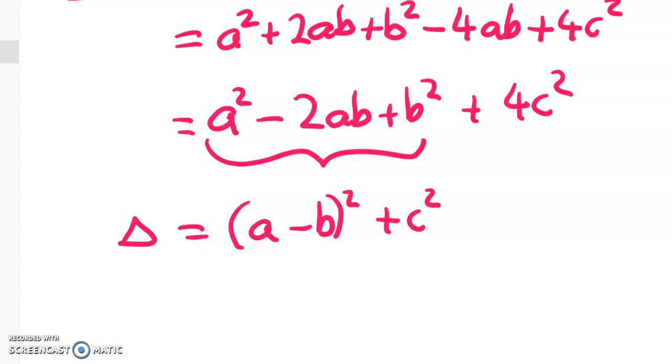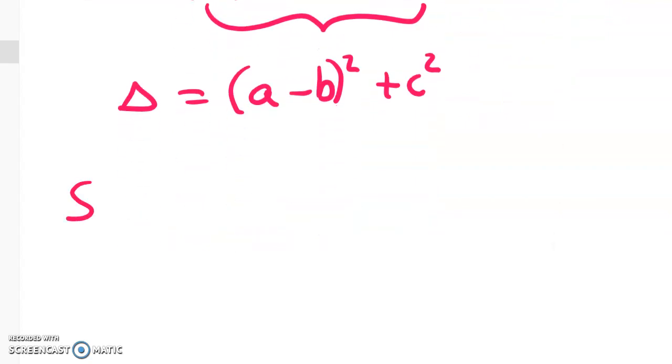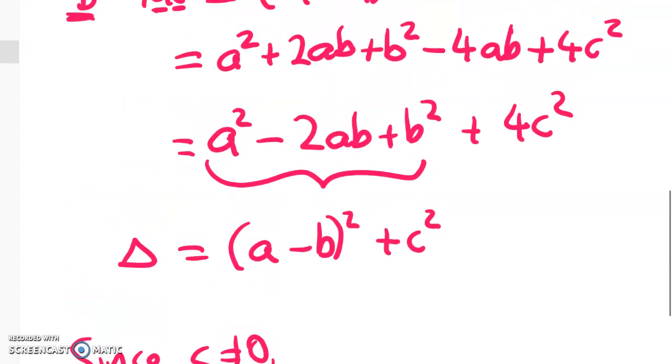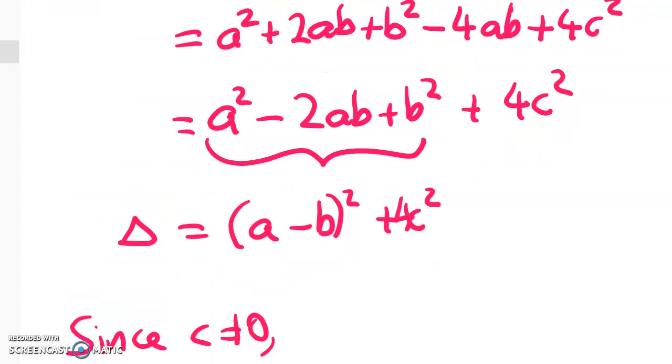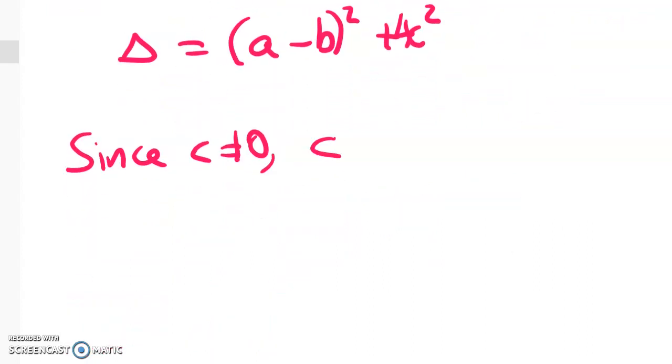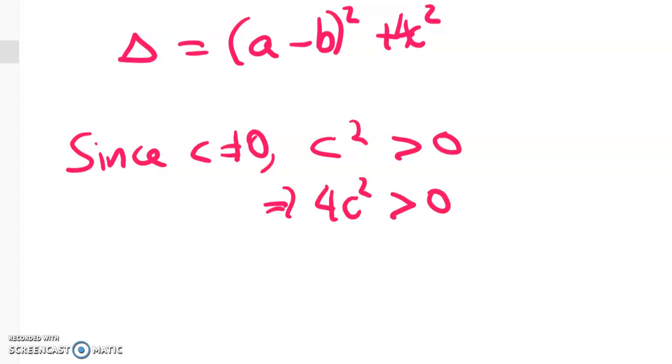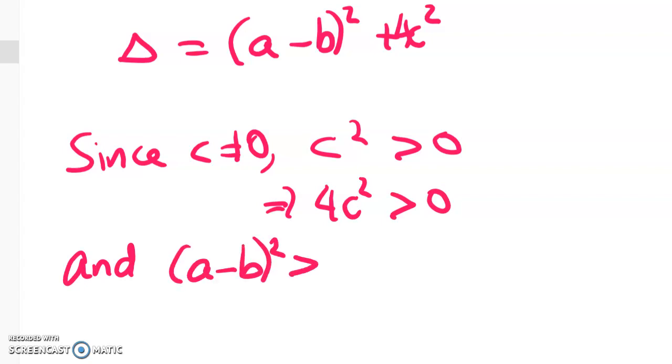But now we need to explain how do we know that that's always positive. So you could do it like this. So since c is not equal to 0, oh, I've lost a 4 in there. That's 4c squared. Since c is not equal to 0, c squared is always going to be positive. So 4c squared is strictly positive. And we know that a minus b squared can't be negative. It might be 0 if a and b are equal though, so we'll make it greater than or equal to.